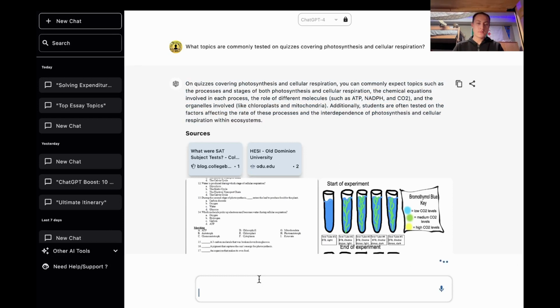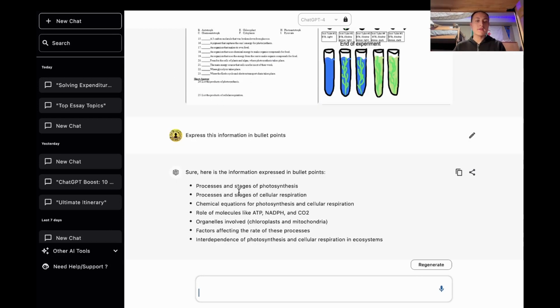I could do this. A quiz on cellular respiration and photosynthesis could test you on the processes of both, the chemical equations for each, the roles of these molecules, organelles, etc. So I could then say, to implement active recall, what's something that you might think could implement it well? You got self-testing, self-quizzing, flashcards.